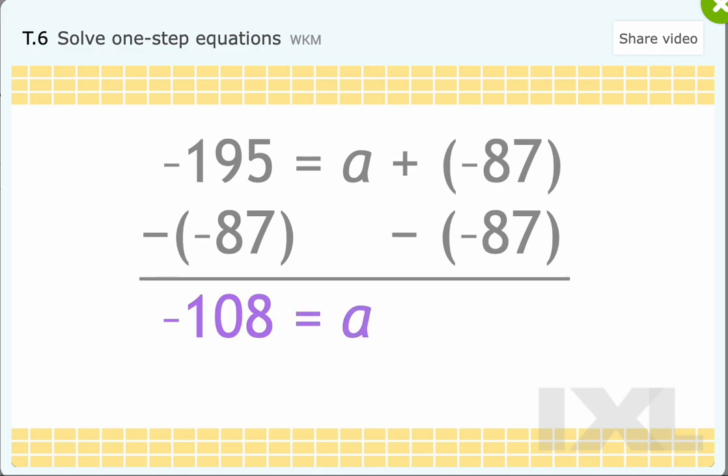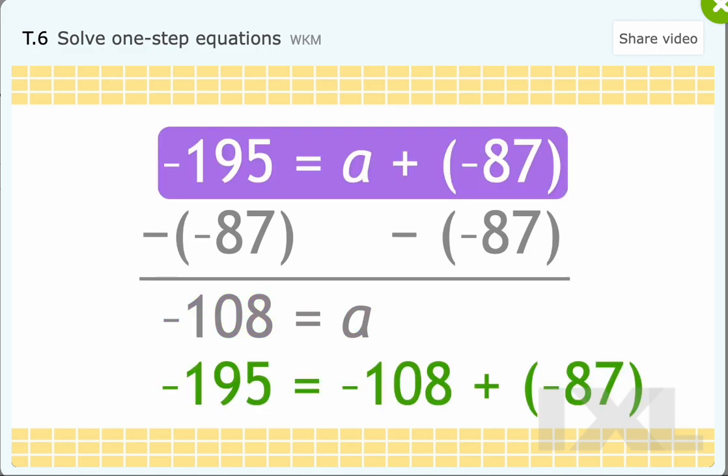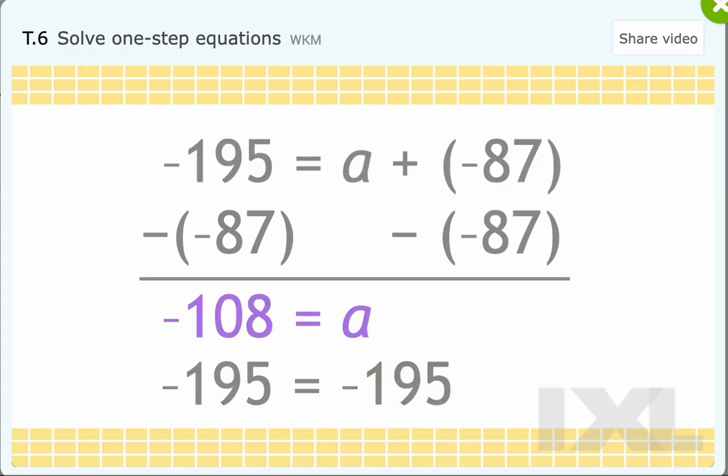And of course, if we plug in negative 108 for a in the original equation, we have negative 195 equals negative 108 plus negative 87. Since the sum of negative 108 and negative 87 is negative 195, we know a equals negative 108 is the solution to this equation.